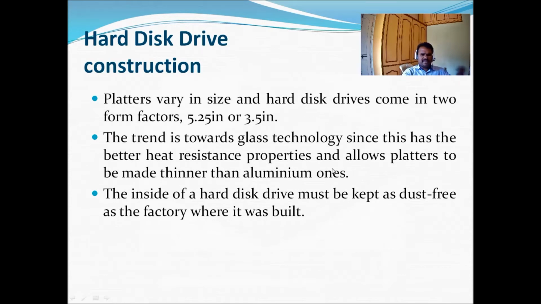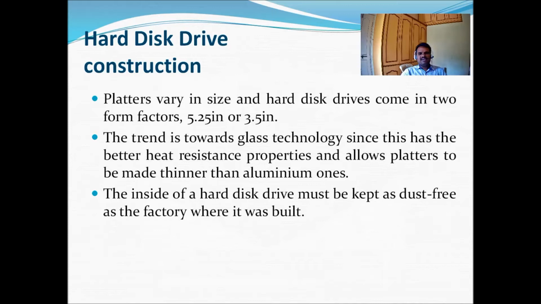Platters vary in size, and hard disk drives come in two form factors, 5.25 inches or 3.5 inches. These are the sizes of the platters inside the hard disk. The trend is towards glass technology since this has better heat resistance properties and allows platters to be made thinner than aluminum ones. Before, there were aluminum ones coated with magnetic material. Now we are getting glass technology platters.